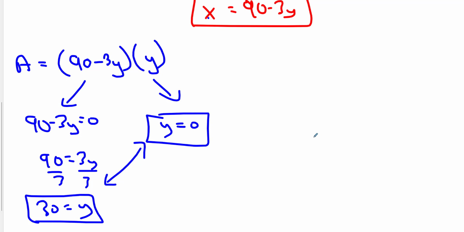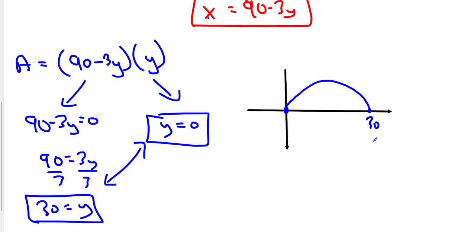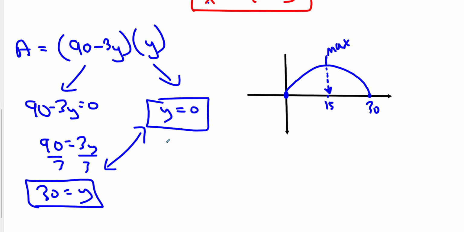Remember, this is a quadratic, right? So here, just so you can visually see what's happening. This is a quadratic. We have one x-intercept here and one x-intercept here. And we have to find the maximum point. Yes, in this case, this value would be 15. So if y is 15, because you add 30 plus 0 divided by 2, you get the average.